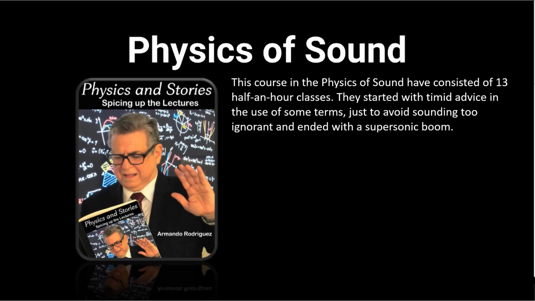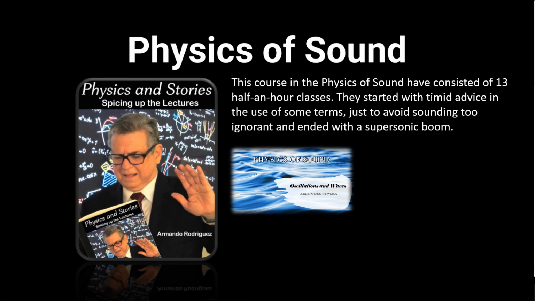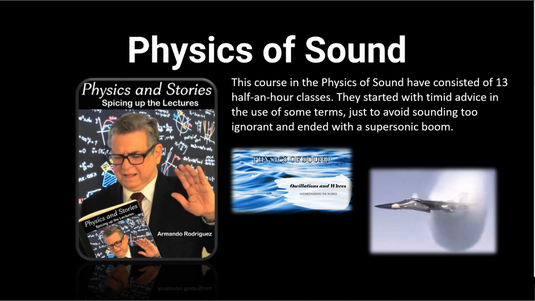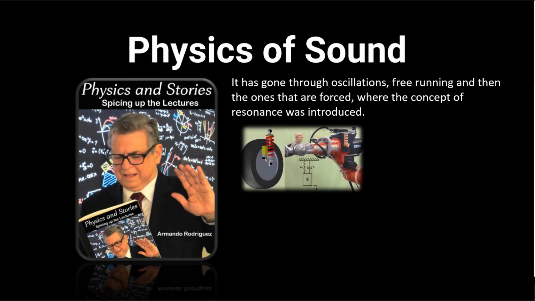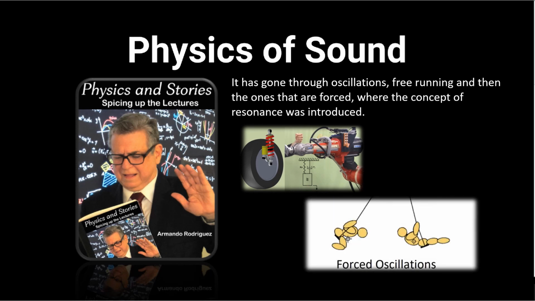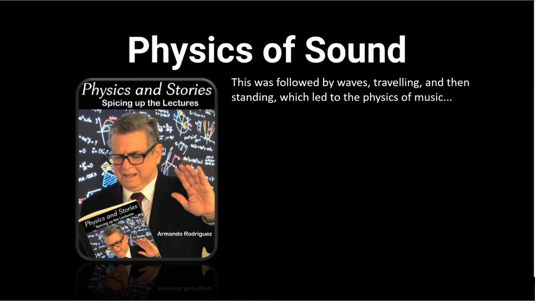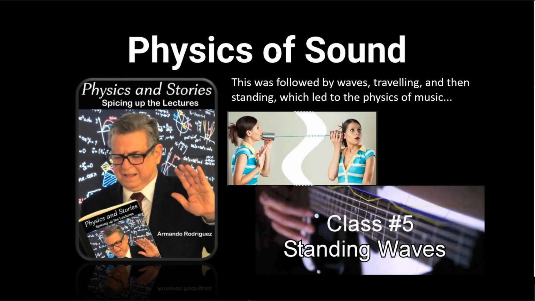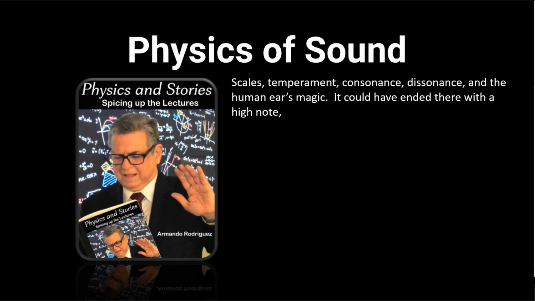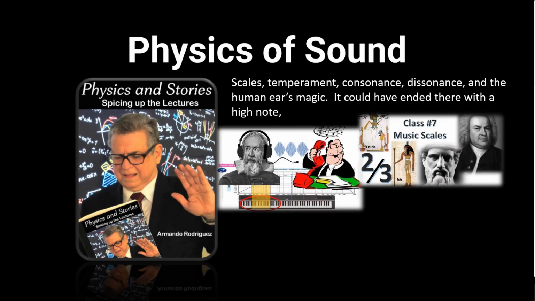This course in the physics of sound has consisted of 13 half-an-hour classes. They started with a timid advice in the use of some terms, just to avoid sounding too ignorant, and ended up with a supersonic boom. It has gone through oscillations, the free-running and then the ones that are forced, where the concept of resonance was introduced. This was followed by waves, traveling and then standing, which led to the physics of music. Scales, temperament, consonance, dissonance, and the human ear's magic.